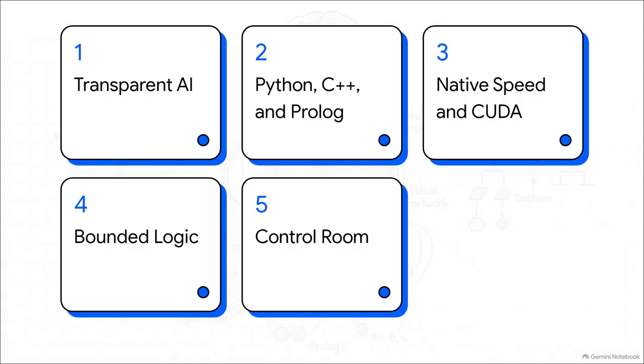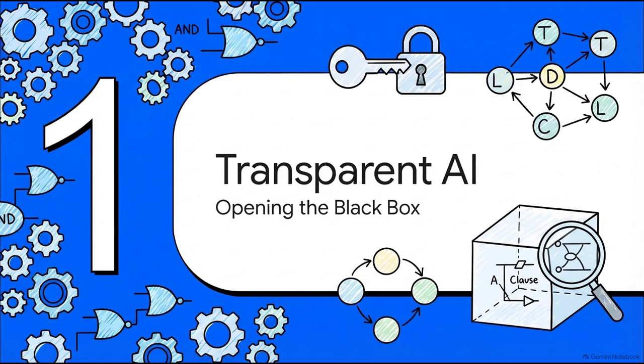Here's our game plan for today. We'll start with unlocking transparent AI, then look at Python, C++, and Prolog. After that, we'll hit native speed and CUDA, dive into bounded logic and evolution, and finish up in the interactive control room. All right, Section 1, Unlocking Transparent AI, opening the black box. Let's dive into the core philosophy here.